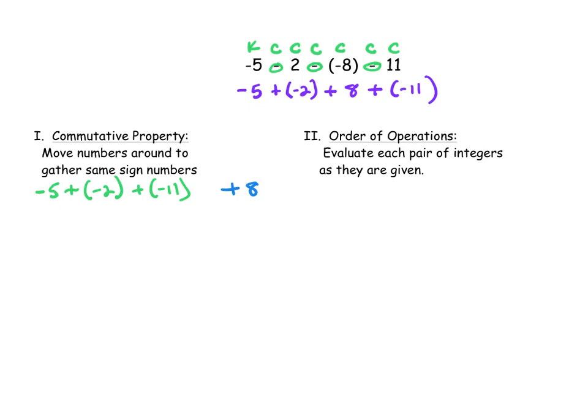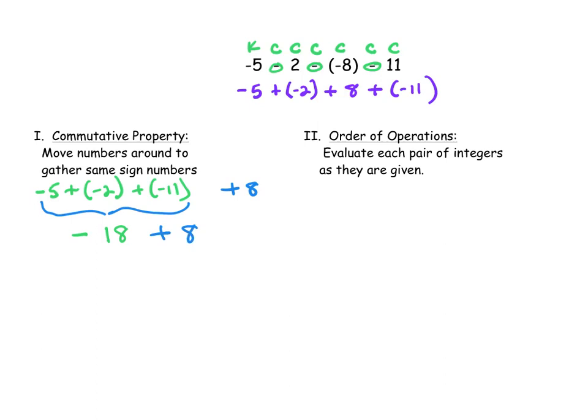So now I'm going to try to add these up. As I look at these, they're all negative, so I know my answer is going to be negative. So I'm going to put my negative sign down because I know the answer is negative. 5 plus 2 is 7, and 7 plus 11 is 18. Now, I only have one positive number, so I don't have to do any math there. I just drop it down.